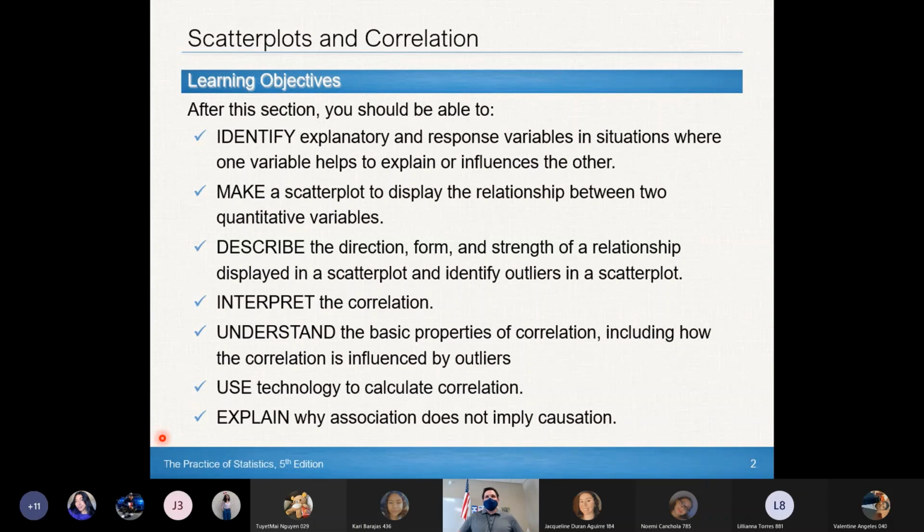Interpret the correlation, understand the basic properties of correlation, including how the correlation is influenced by outliers, and use technology to calculate correlation. We also want to be able to explain why association does not imply causation. That's kind of an important deal.